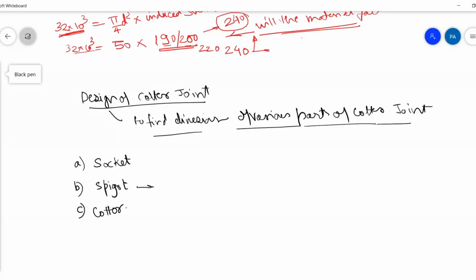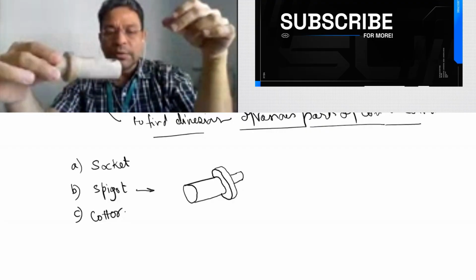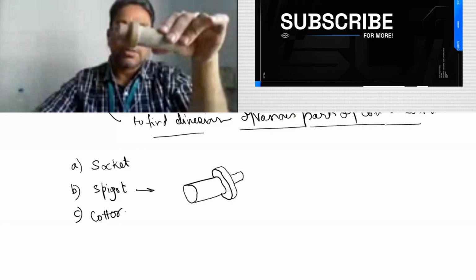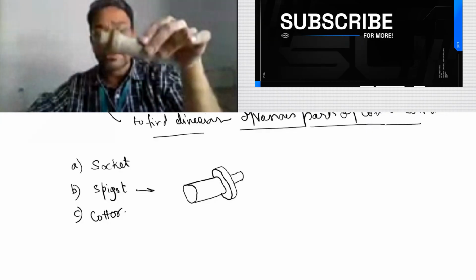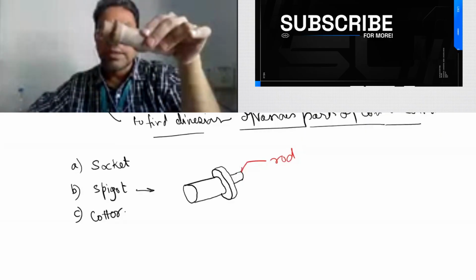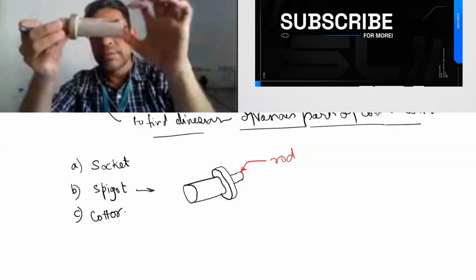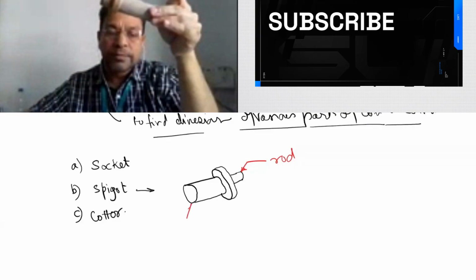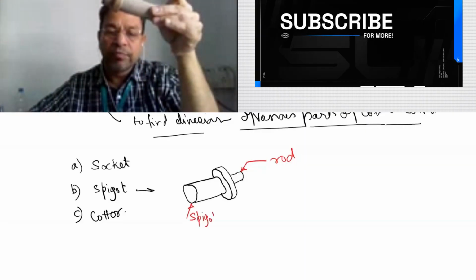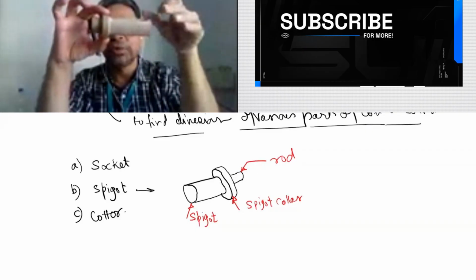This spigot, this part, it looks something like this. See, this is spigot. So it is similar to what I have drawn. Now there are various parts in this spigot. The parts are like this. This is a rod. This one is rod. Then this part is called as spigot. And there is this part which is called as spigot collar. This is the spigot collar.